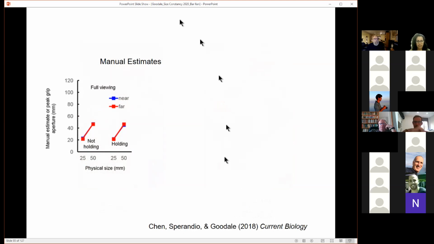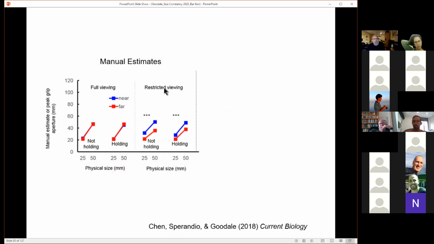Okay, so here's their manual estimates, both near and far. And what you can see is they're overlapping. They open their hand wider for the big object compared to the small sphere, and there was no effective distance. They were showing perfect size constancy, whether they were holding the pedestal or not, as one might expect in their manual estimates.